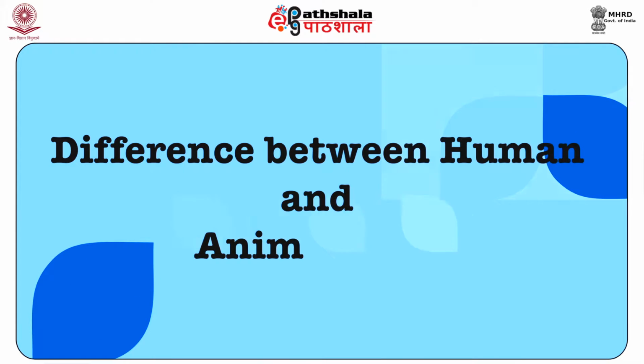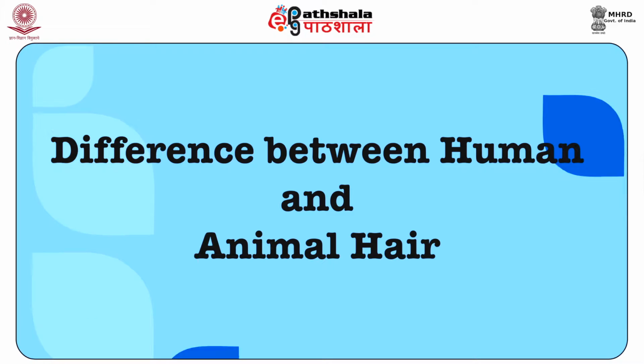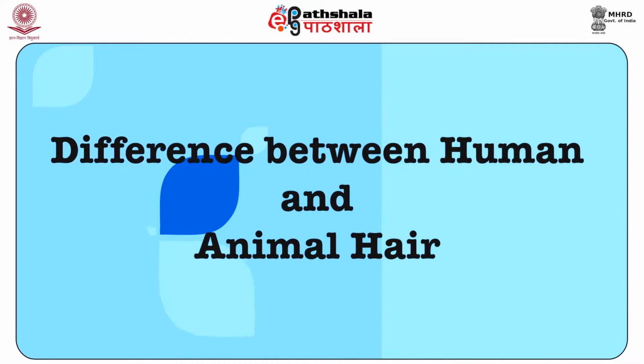Now, I will be telling you the difference between human and animal hair. The identification of the origin of hair is very important in forensic investigation. There are several differences in human and animal hair. To confirm whether the hair sample found at the crime scene belongs to an animal or a human, a number of characteristics are observed and comparison is made based on the results obtained.